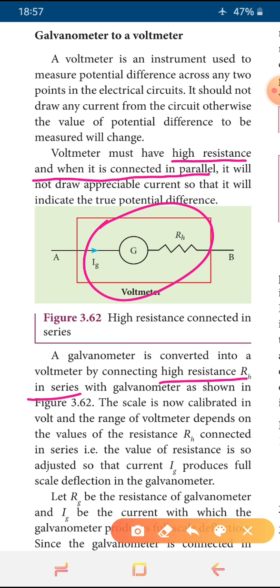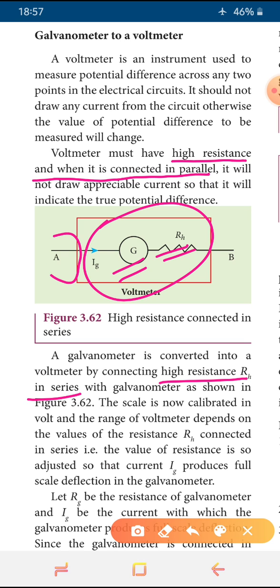So what connection is there? Very simple. One galvanometer and one high resistance. This is the symbol for resistance. You know very well, this is the galvanometer, and these two are connected in series. About series connection also you know very well, and this connection gives the voltmeter. This voltmeter is connected in a circuit to measure the potential difference.